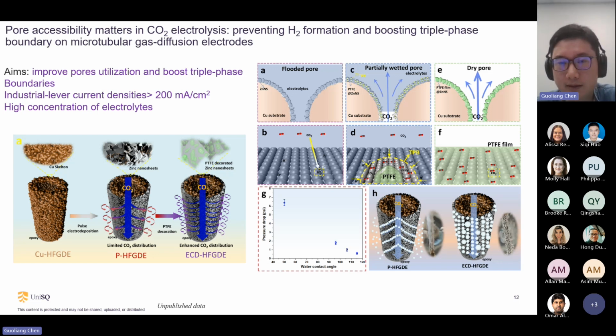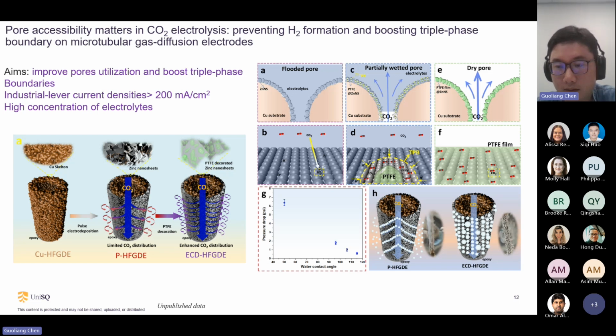We can see the diagram here. It shows three situations of the pore with the electrolytes. The flooded pore is fully wetted by electrolytes. The partially wetted pore, around the PTFE, is dried and gas wetted, so it will form a triple phase boundary of water, gas, and catalyst. This kind of catalyst site is favorable for the reaction.